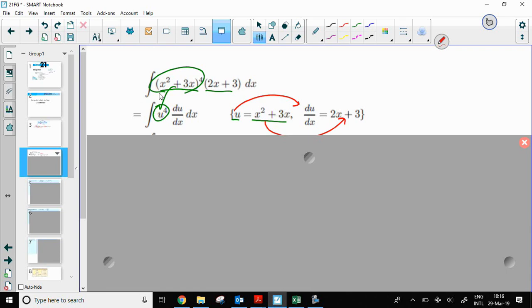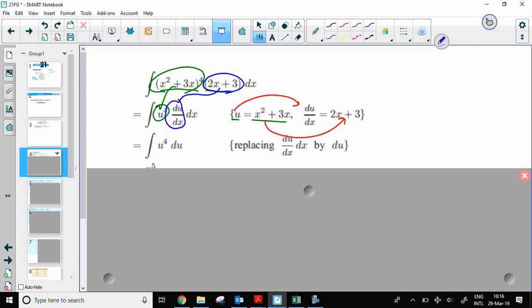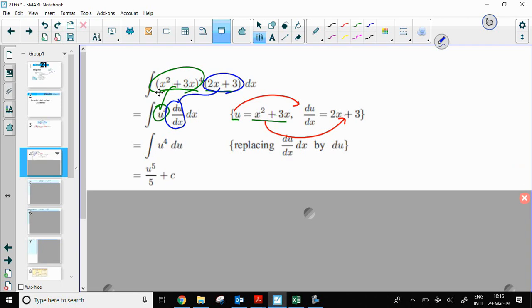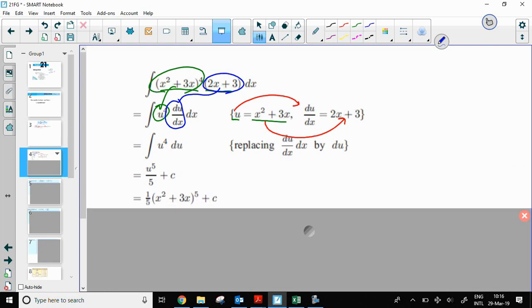Therefore, du over dx is equal to 2x plus 3, and we can substitute that in for that, leaving us with, kind of canceling out the dx's, the integral of u to the 4th du. That's super easy. That's just power rule. The integral of u to the 4th du is just u to the 5th over 5 plus c. And then we replace our u once again with x squared plus 3x.